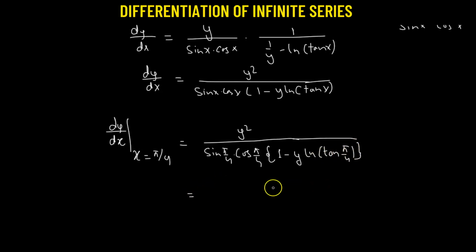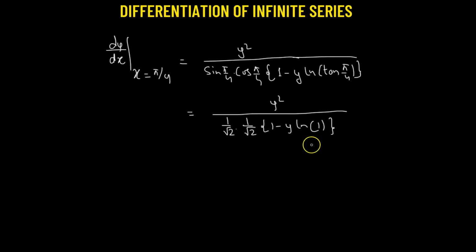Right. So let's use the values. So we have y squared divided by, so sine pi over 4 is 1 over square root of 2, times cosine pi over 4, which is 1 over square root of 2. So this will now be multiplied by 1 minus y times log of, so tangent of pi over 4, that value is 1. Now we know that log of 1 is equal to 0. So this means we now have y squared divided by 1 over root 2 times 1 over root 2, that's half. So this will go to the numerator to become 2y squared. And in the denominator we have simply 1 minus y times 0, because log of 1 is 0. And this is going to give us the value 2y squared.